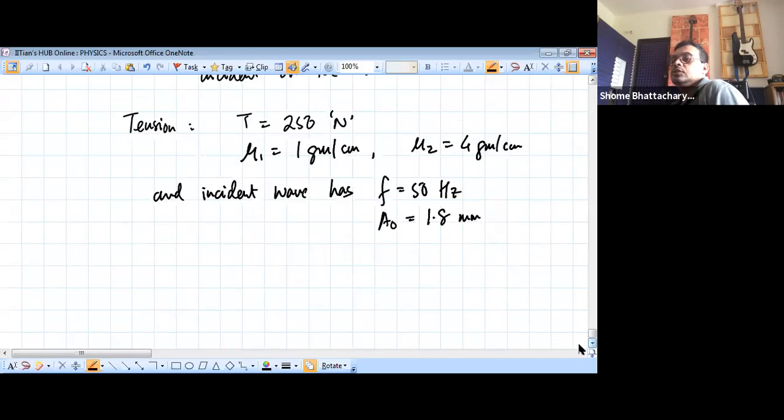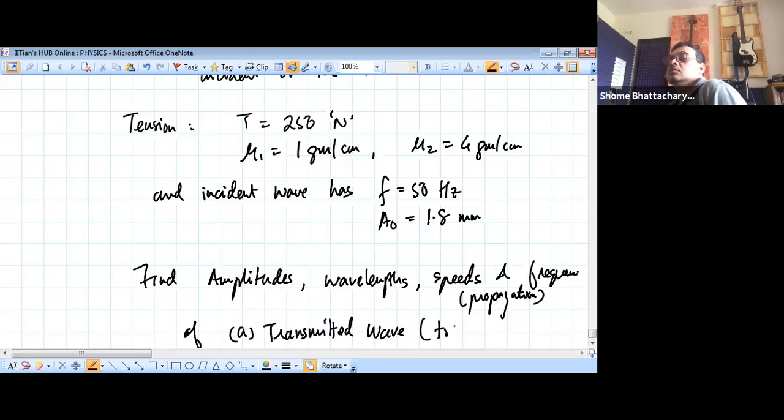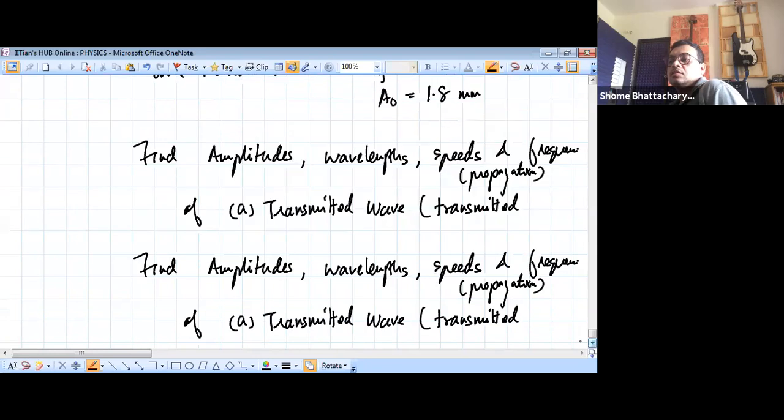So we want to find the amplitudes, wavelengths, speeds, that is propagation speeds, and frequencies of the transmitted wave, that is transmitted through the junction.